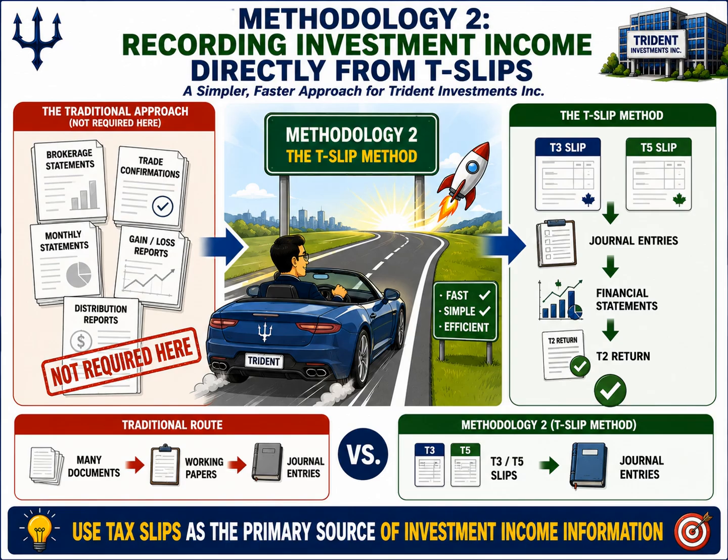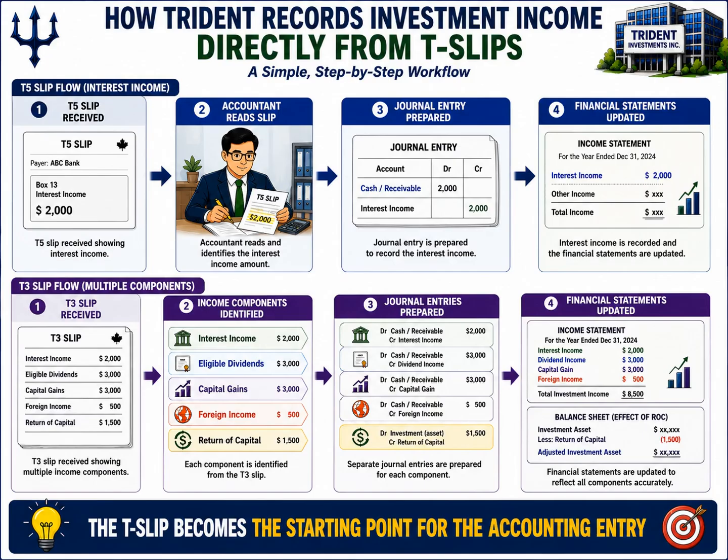In short, Methodology 2 is a streamlined approach that uses tax slips as the starting point for accounting, helping accountants prepare financial statements and T2 returns more efficiently when the circumstances are suitable. Now that we've introduced Methodology 2, let's walk through exactly how Trident records investment income directly from T-slips. The key idea behind this method is simple. The T-slip becomes the starting point for the accounting entry.